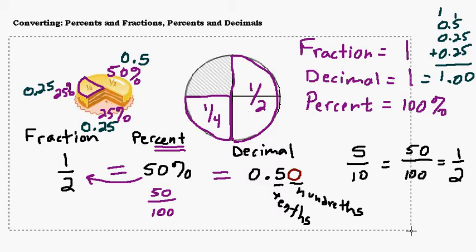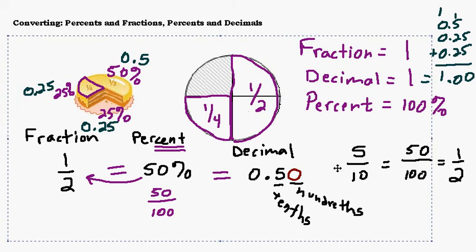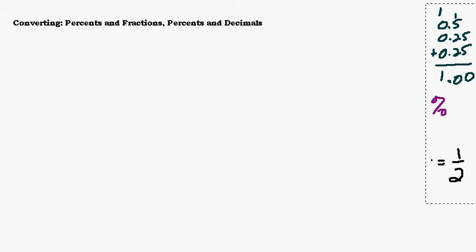All right, let's look at another example. Let's pull in another picture here. How about this one? Okay. So what we want to do is represent these slices as a decimal, a percent, and a fraction. So let's look at this first slice.